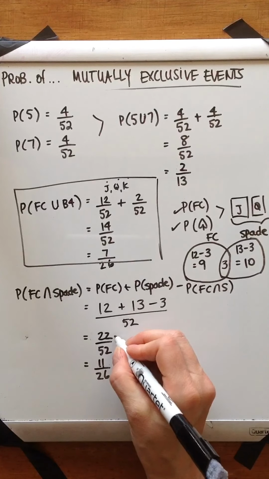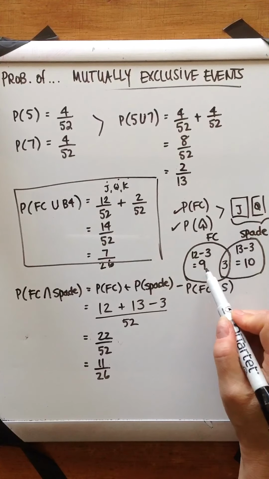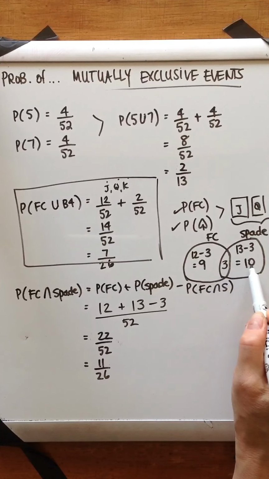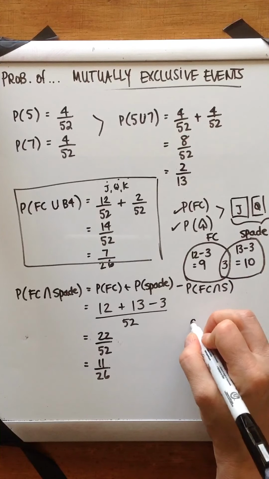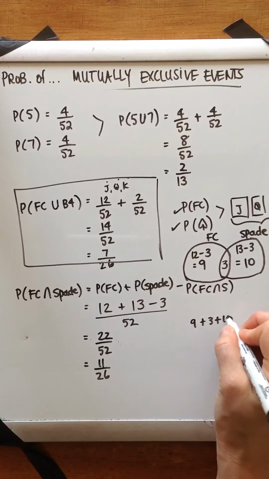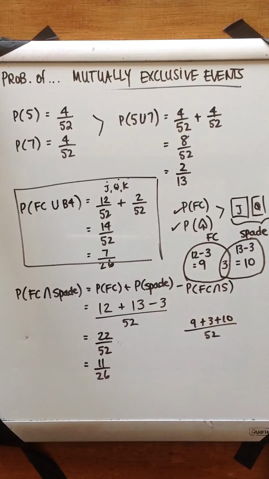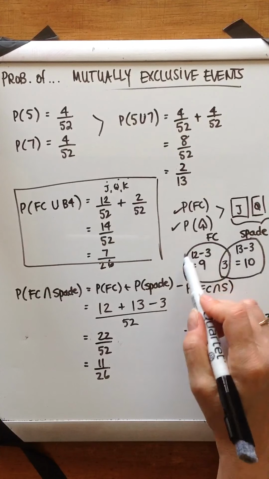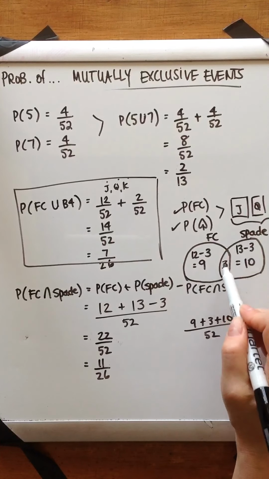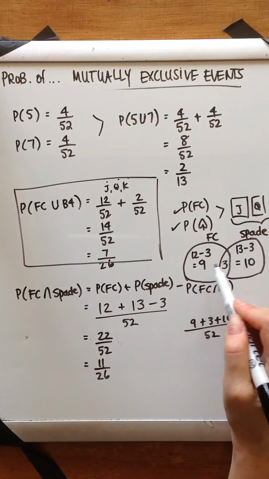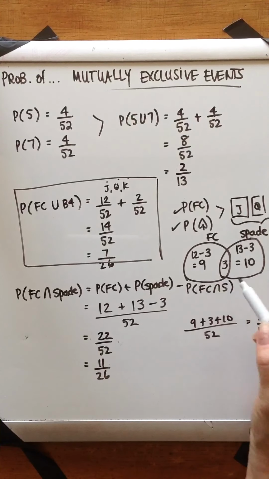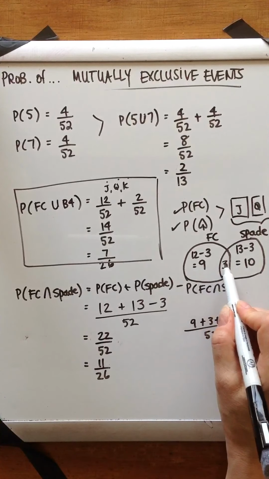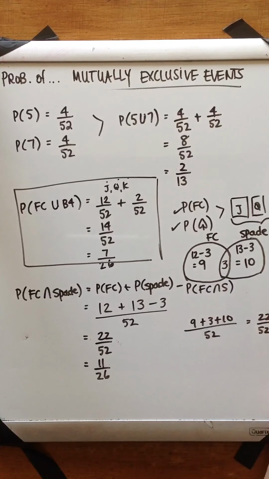Notice that I could get this 22 another way as well. I could get it by adding up the areas of the Venn diagram. I could also do 9 plus 3 plus 10 and still put them all out of 52 to get 22 out of 52. So two ways: big circle plus big circle minus the overlap, because it would be counted twice there, or find the number of items in each area of the Venn diagram and add them all up. Okay.